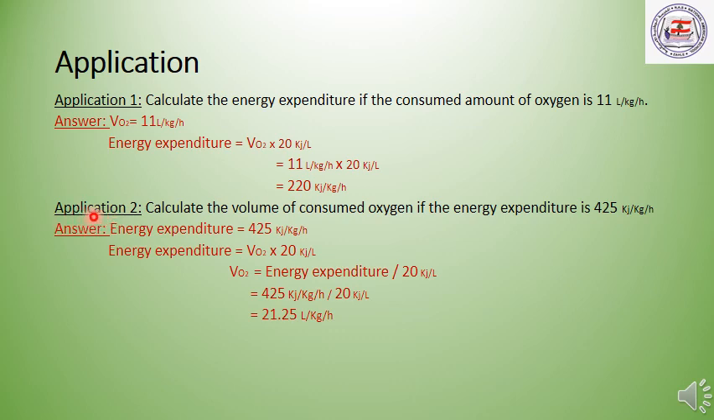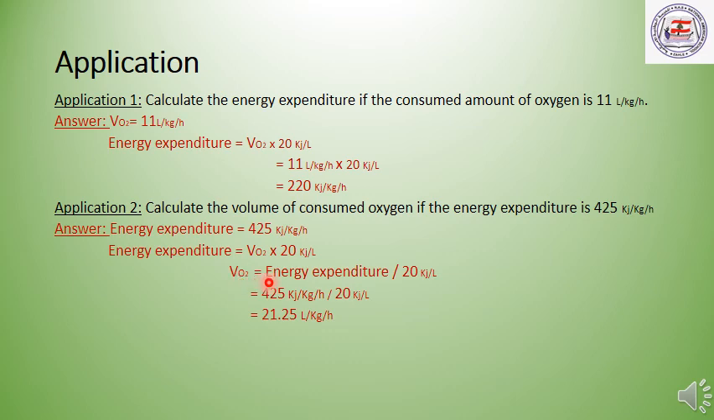However, if you were asked to calculate the volume of the consumed oxygen given the energy expenditure, as in application 2, calculate the volume of consumed oxygen if the energy expenditure is 425 kilojoules per kilogram per hour. The answer would be: you write the formula energy expenditure equals volume of O2 multiplied by 20 kilojoules per liter, which is the thermal coefficient. The unknown here in this equation is the volume of O2, unlike the first application where the unknown was the energy expenditure.